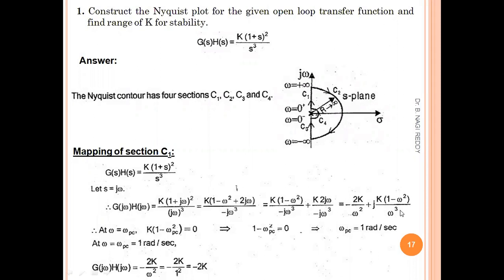We did the same in the previous problem also. If you have any doubt, please check the previous problem. So this is the real term and this is the imaginary term.